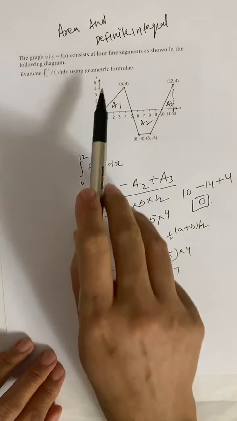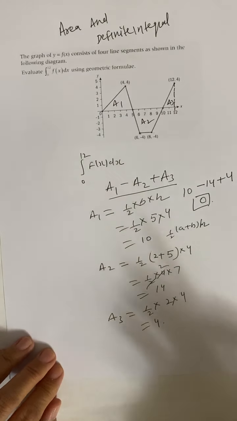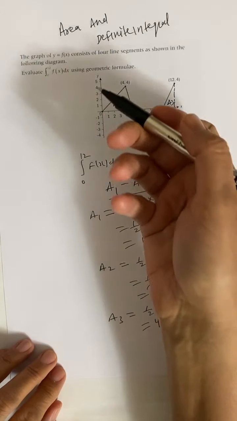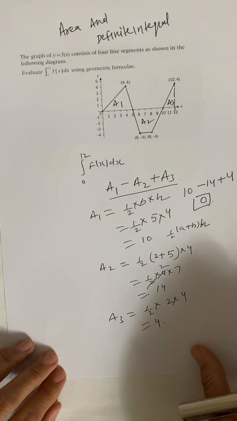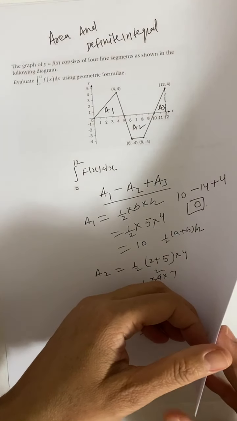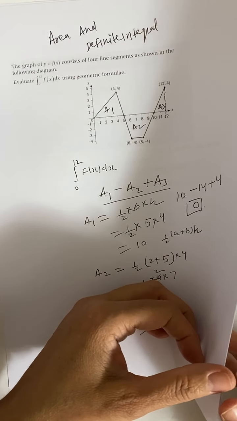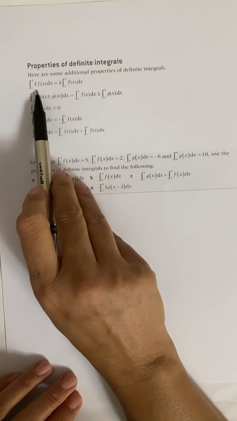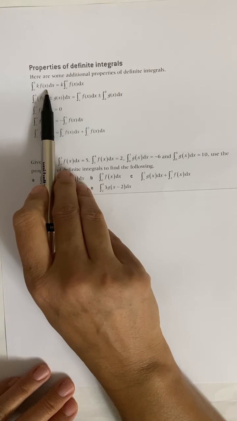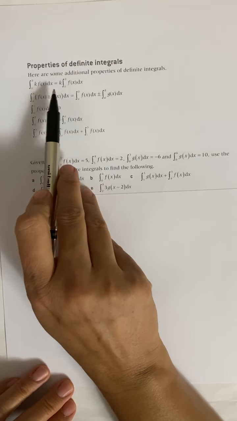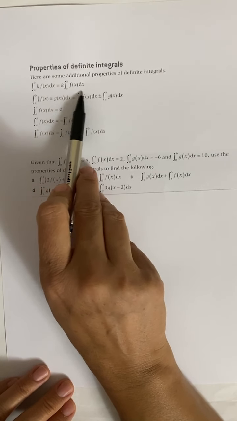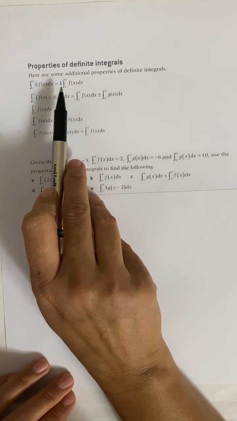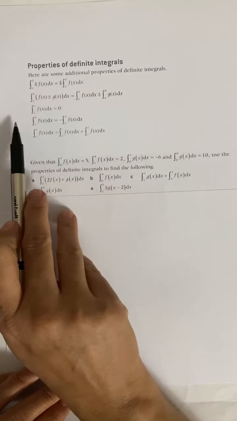In this case we had to use the geometrical approach because the function f of x is not given. Yes, you can find the function f of x and find the areas using that also, but we have to do whatever is asked in the question. Now the next part is a few properties of definite integrals which you need to know. The first one: when you have k times f of x dx from a to b, we can always take k out of the definite integral because k is independent of x. So this is simply k times the integral from a to b of f of x dx.